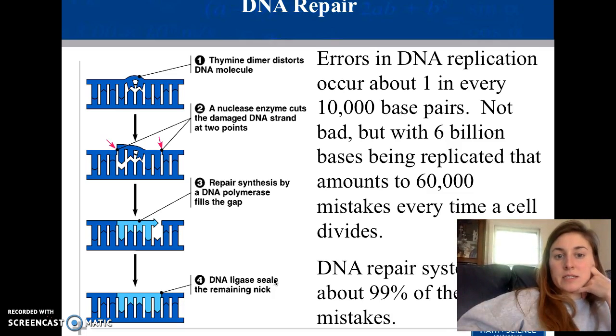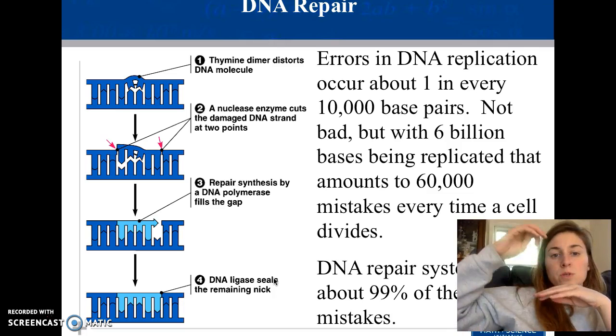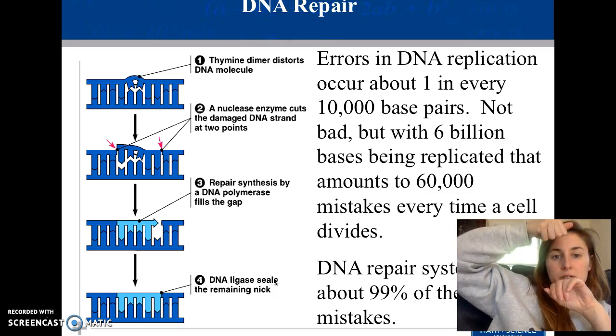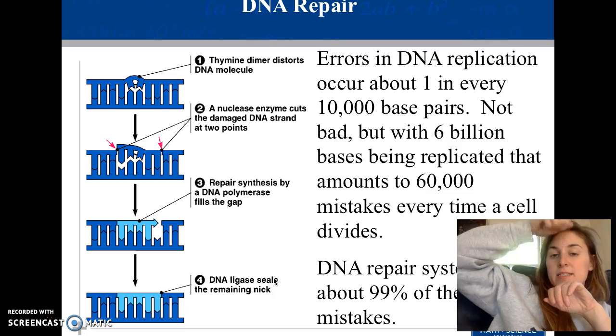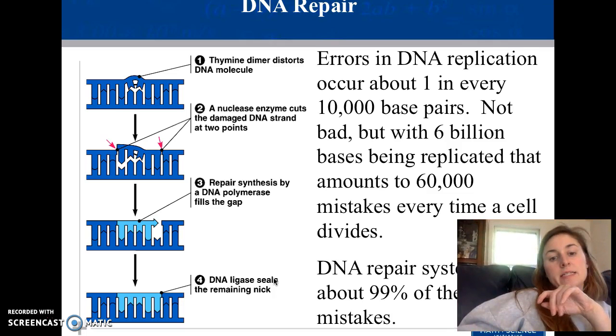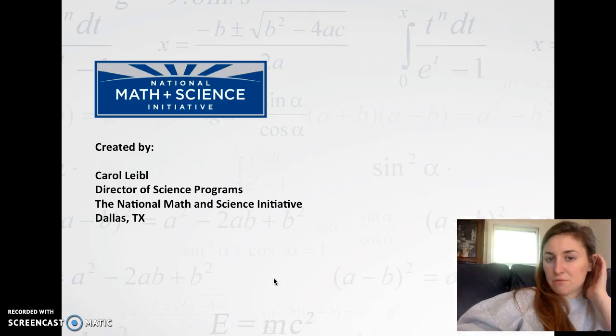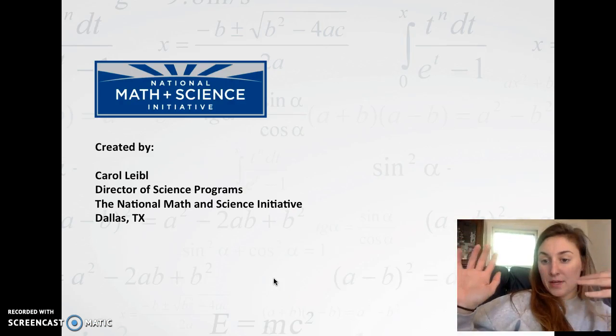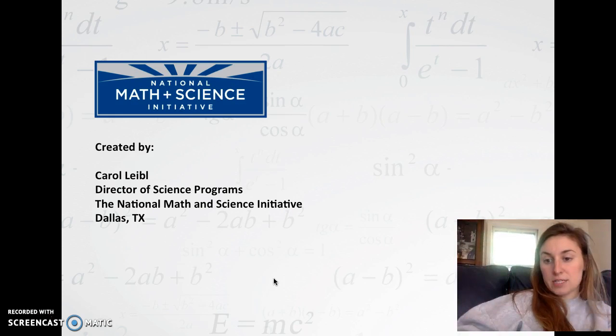Basically what happens is something called the thymine dimer distorts the DNA. It basically pulls it apart. Nuclease enzyme cuts that out, DNA polymerase repairs it, and DNA ligase kind of seals it off. And so that is it for DNA replication.